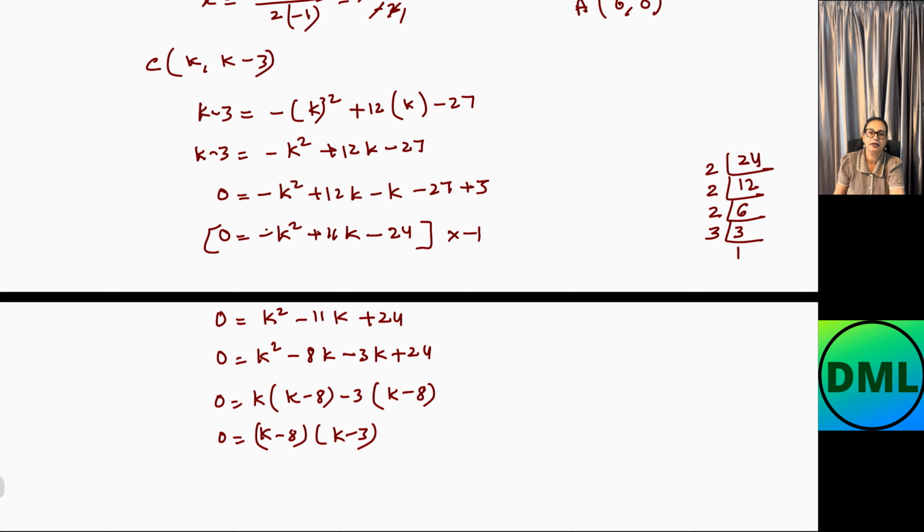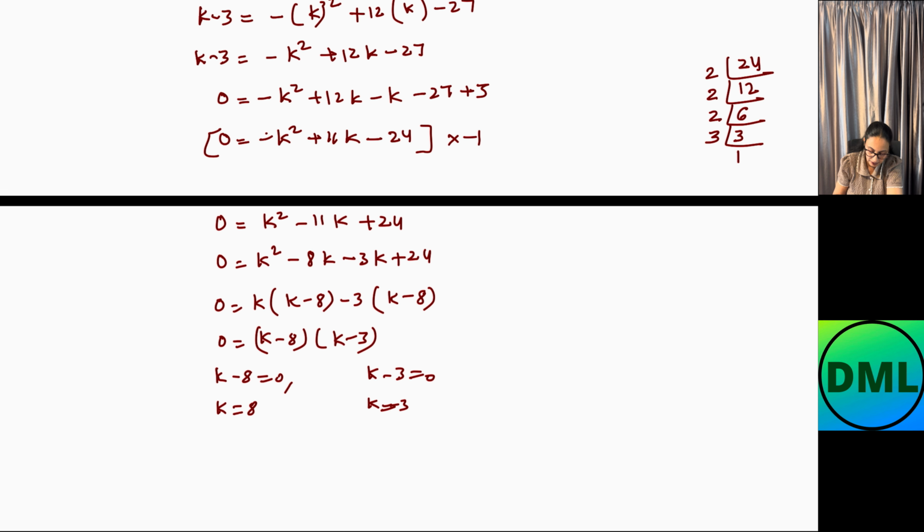Both the brackets are equal to 0. So k minus 8 is equal to 0 as well as k minus 3 is equal to 0. This gives you that k is equal to 8 and k is equal to 3. k cannot be 3 as the first coordinate on the x-axis we receive is 3. So it should be greater than 3 as mentioned in the question here. k is greater than 3. So my k value is 8.